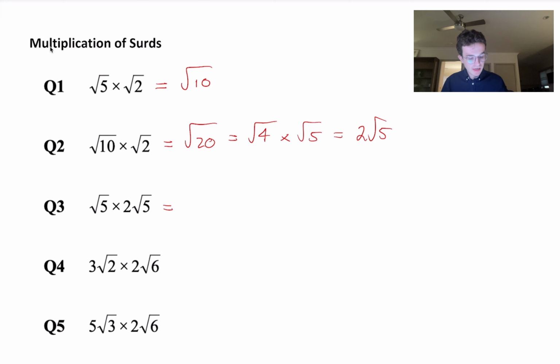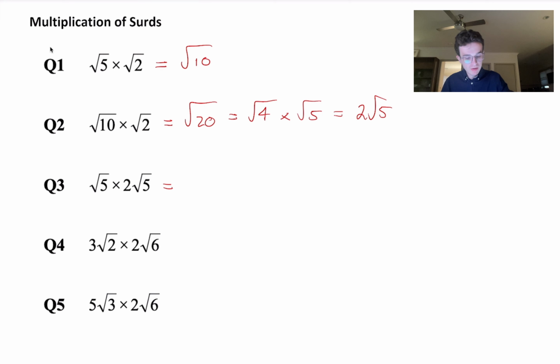When I'm multiplying surds with big numbers out the front, which there's technically a 1 here, I multiply them first. So 1 times 2 is 2. And root 5 times root 5, well, 5 times 5 is 25. Now 25 is a square number. The square root of 25 is 5. So 2 times 5, which is 10.